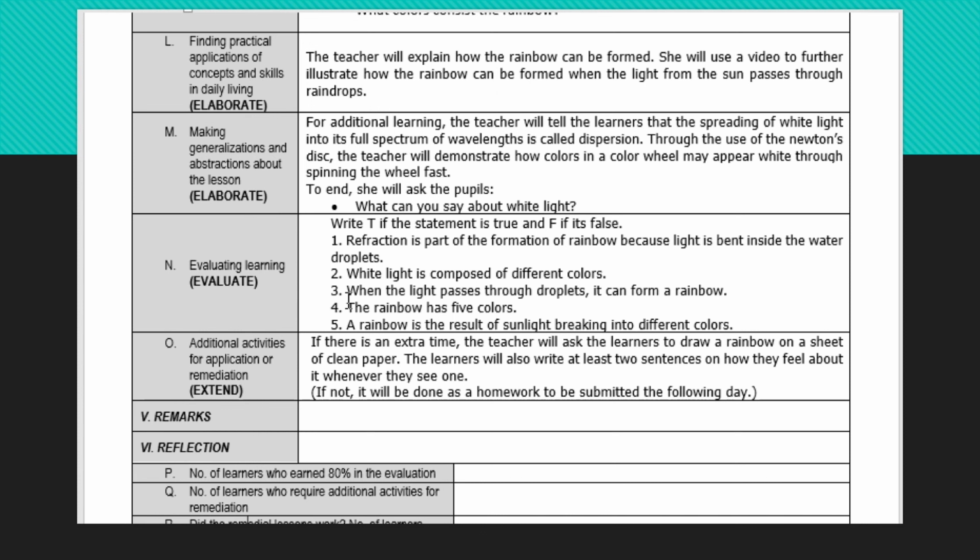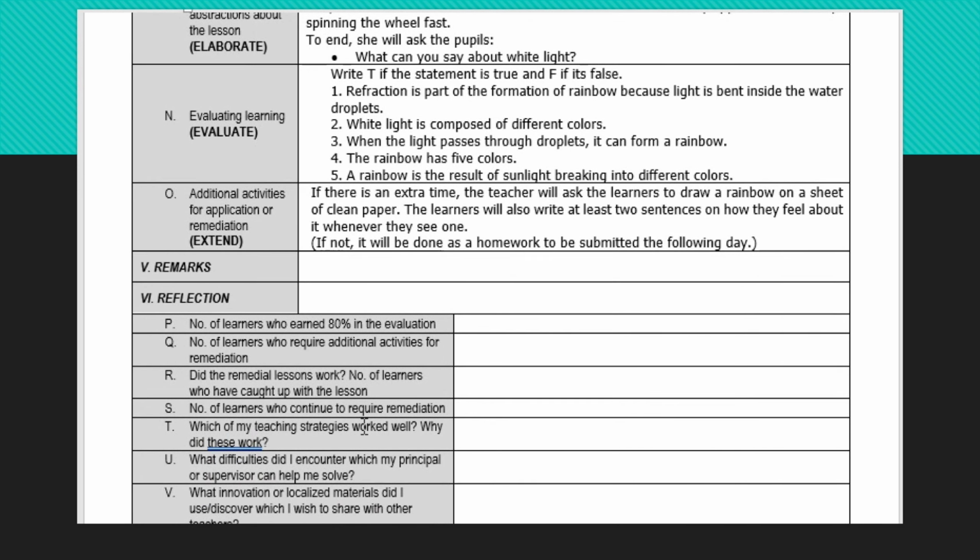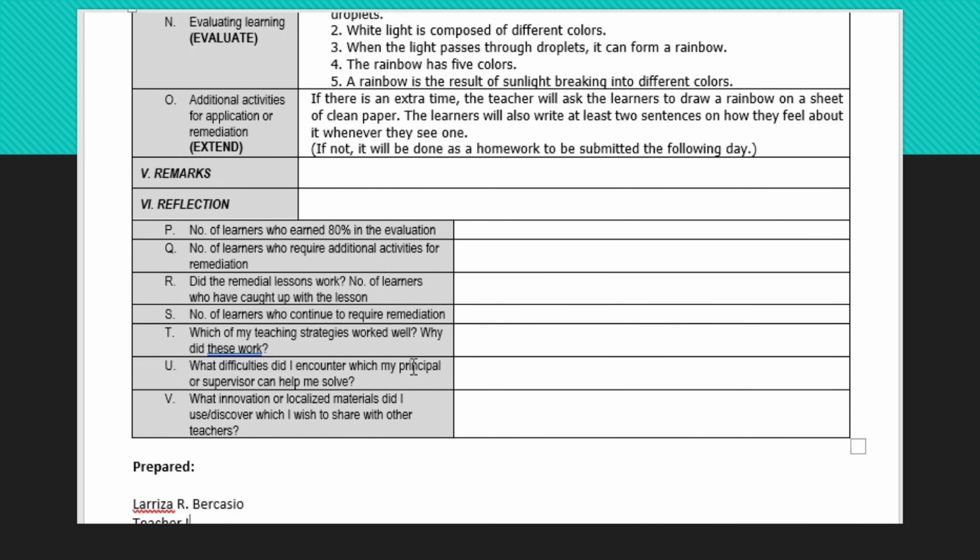So, if there is an extra time, the teacher will ask the learners to draw a rainbow on a sheet of plain paper. The learners will also write at least 2 sentences on how they feel about it whenever they see one. So, dito papasok yung third objective natin for the day. Reflection, number of learners who earned 80% in the evaluation. Number of learners who require additional activities for remediation. And then at the end, prepared by, and then the name of your school head at the bottom.